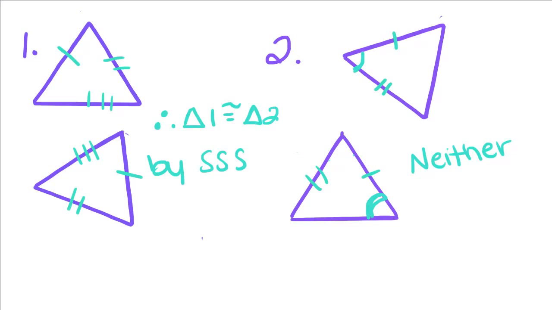So we went over the first two ways to prove triangles are congruent. So make sure you come back and watch the next video, and we're going to talk about two other ways to prove triangles are congruent, called angle side angle and angle angle side.